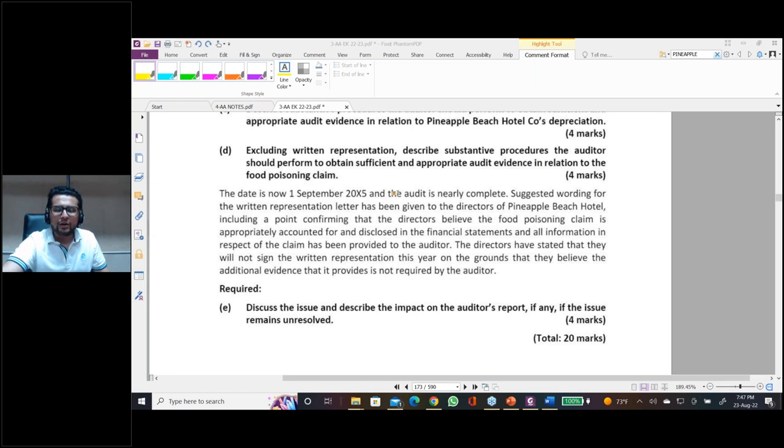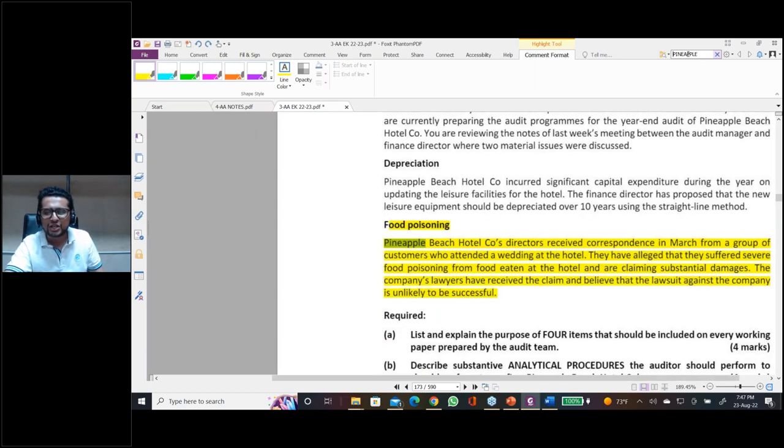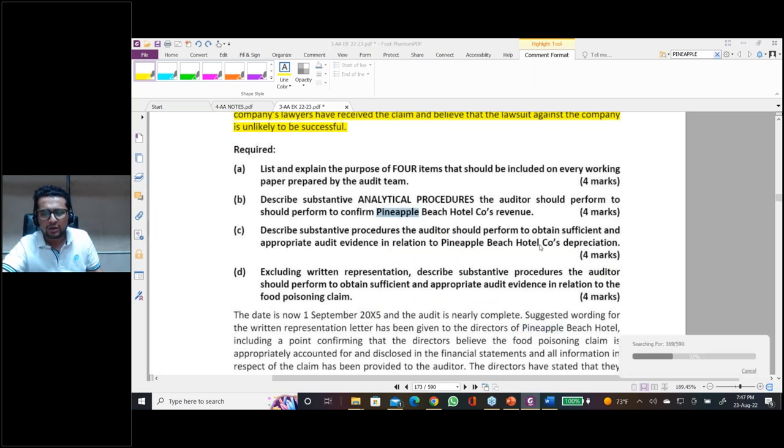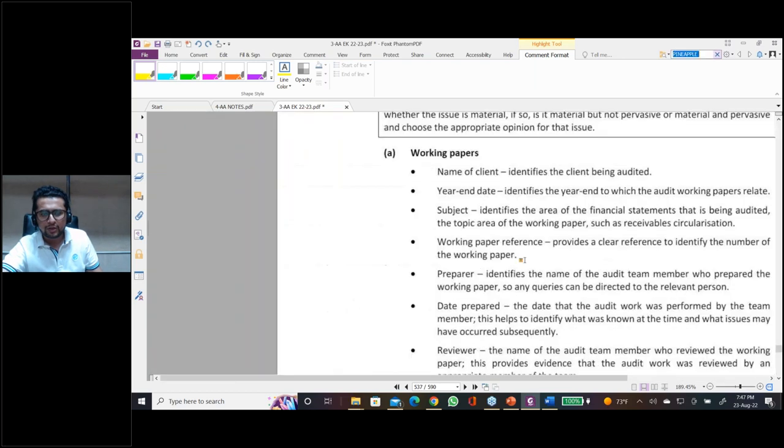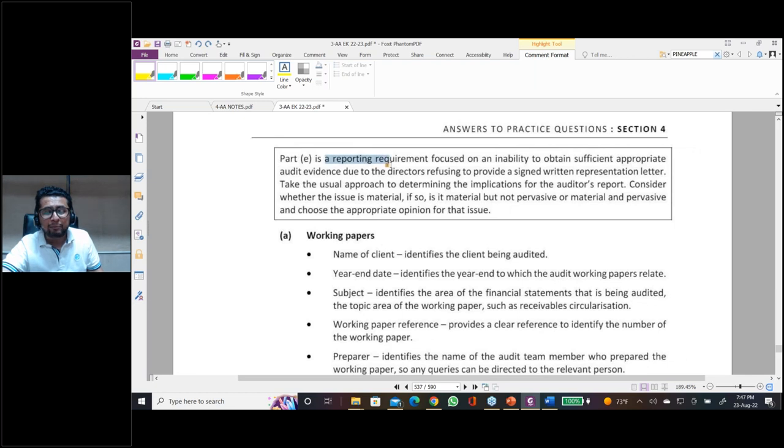The auditor wants to get the written representation from the management, but the management is not willing to provide the written representation which the auditor is looking for. What happens now? Part E is a reporting requirement focused on an inability to obtain sufficient appropriate evidence. It's not about material misstatement now. That's the other way around. You are unable to get what you want. You are unable to gather the evidence.